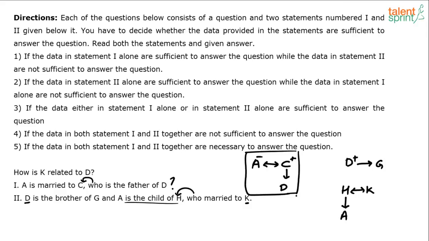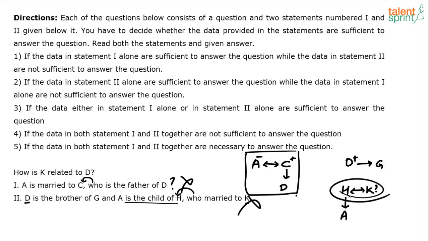Statement 1 is not even talking about K, forget about it. It's a useless statement. Statement 2 is talking about K, but all we know is H is married to K. H is married to K means what? Who's the husband, who's the wife? No idea. H can be the husband and K the wife, or H can be the wife whose husband is K. A is the child of H means H can be the father or the mother. So K's gender cannot be established from statement 2. The fact that K's gender cannot be established tells me that the second statement also is not sufficient.